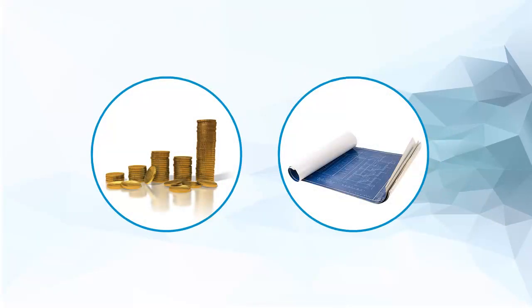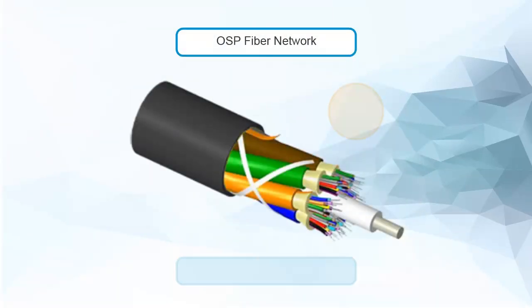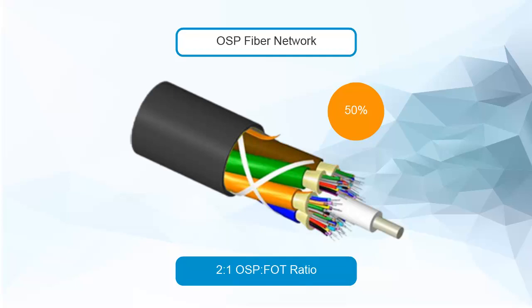The initial installation of a cross-connect system is about 40% more expensive than a comparable interconnect system because more equipment is needed. It will also require between 30 and 100% more floor space depending on the configuration, since there are more terminations required in the ODF network. In most OSP fiber networks, 50% of the fibers are spare or backup fibers, 2:1 OSP to FOT ratio. These fibers are routed in the same sheath as the active fiber, but are used if the connector or the fiber at the far end is damaged.